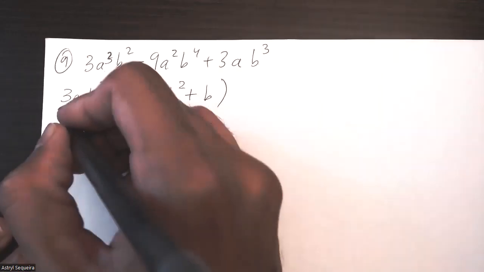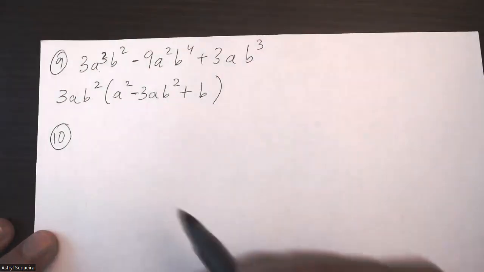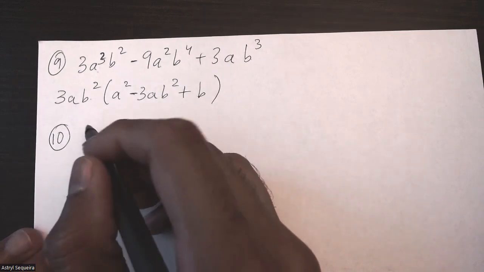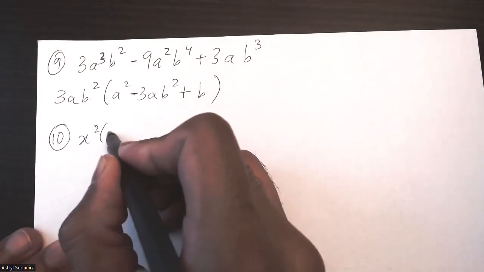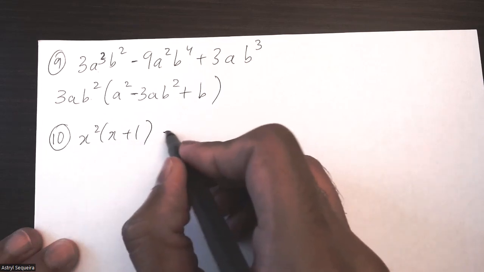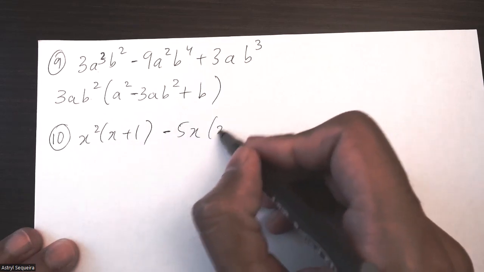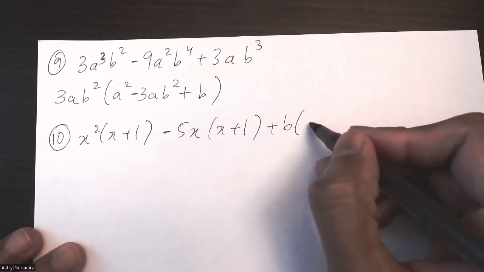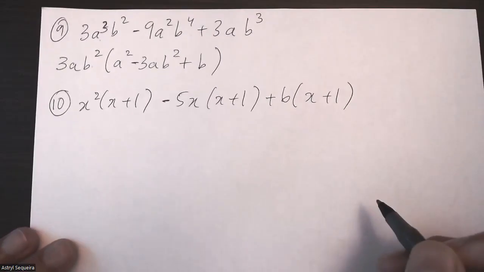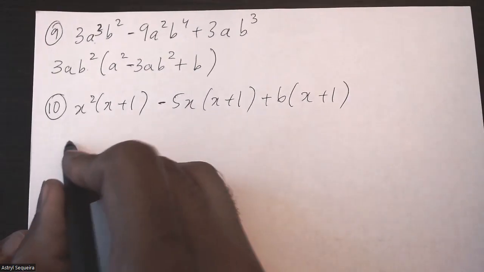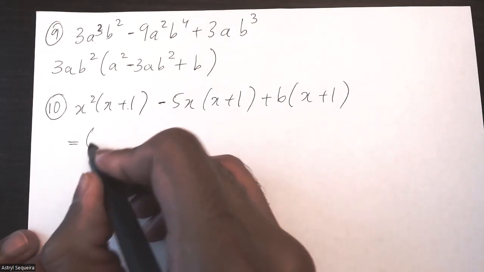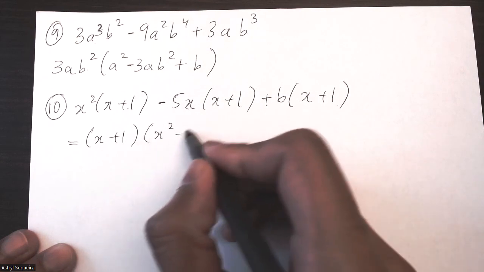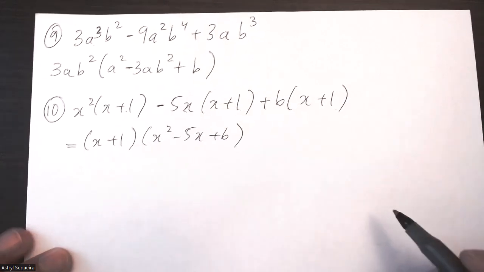Okay, next type of question. Again, maybe you don't see this question in grade 10, but technically it can be given in grade 10. So we have x squared times x plus 1 minus 5x times x plus 1 plus 6 times x plus 1. So in this question here, the first thing you want to do is you just want to common factor out the x plus 1 from everything. And we'll just be left with the outsides, which is x squared minus 5x plus 6.